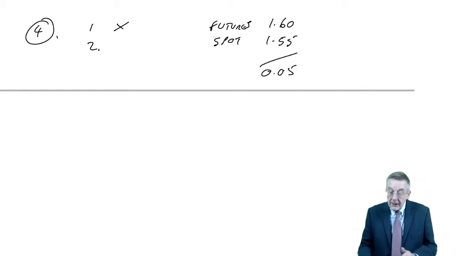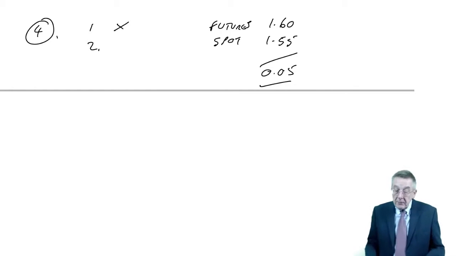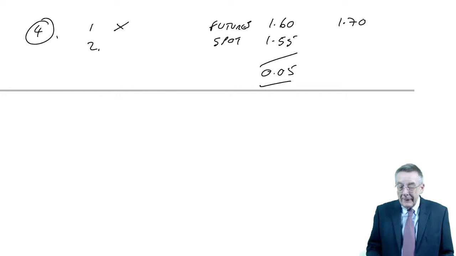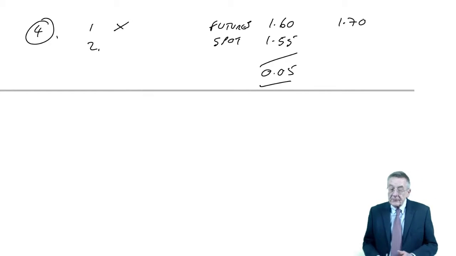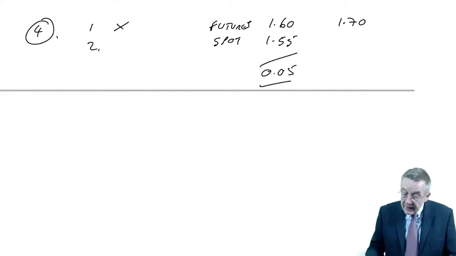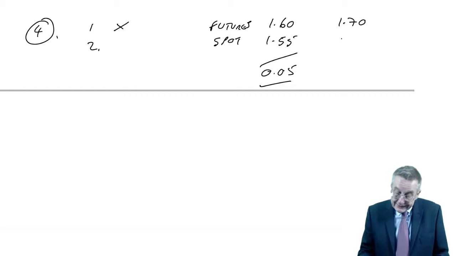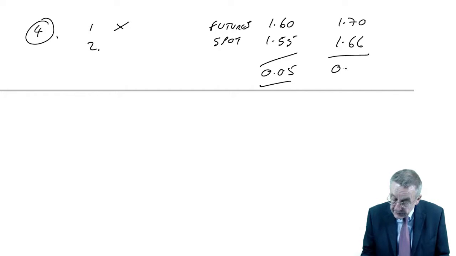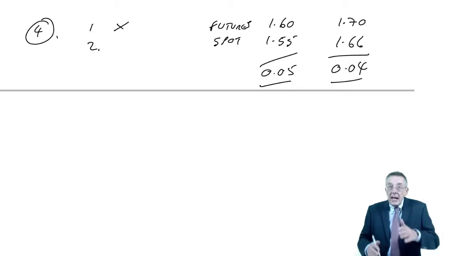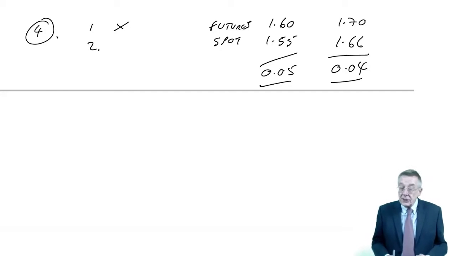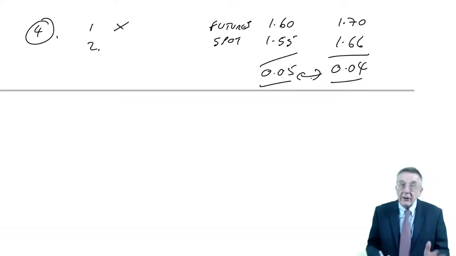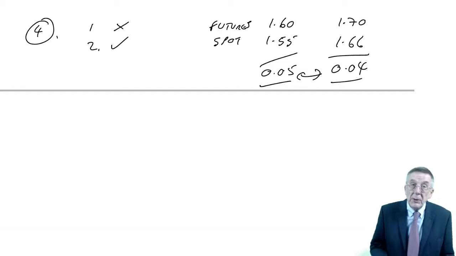That's the basis. But over time, they'll both move. The futures price might move to 1.7. The spot price, though, doesn't have to move by exactly the same amount. It might move to, well, that's not bad. It might go to 1.66. And so the basis, the difference, has changed. And it's the fact that that difference stands to change that is the risk. That's the basis risk, that the difference doesn't stay the same. So 2 is correct.